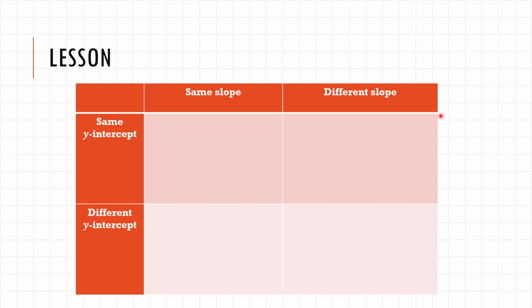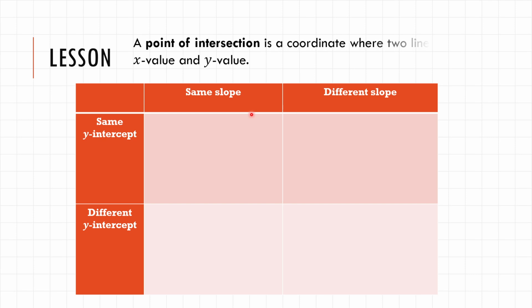So just to go over what these systems of linear relations could look like, because there are 4 situations you might find yourself in. Remember, a system of linear relations is when you have more than one linear relation, so 2 or more. Usually we talk about it when we're talking about 2. A point of intersection is a coordinate where 2 lines have the same x value and the same y value. What does that look like on a graph?